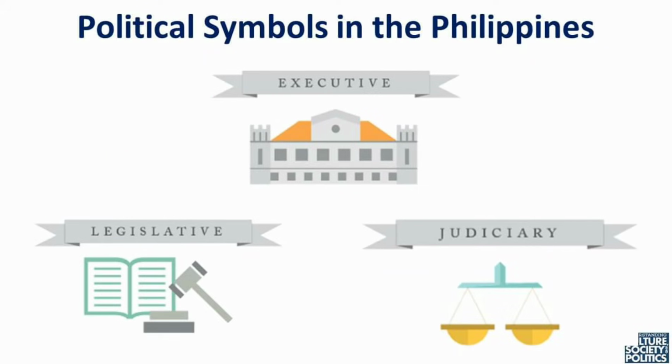The following are also common political symbols in the Philippines. The first one, Malacanang Palace, signifies the executive branch. A bell and a gavel represent the legislative branch, while the judiciary branch is represented by a balance scale.